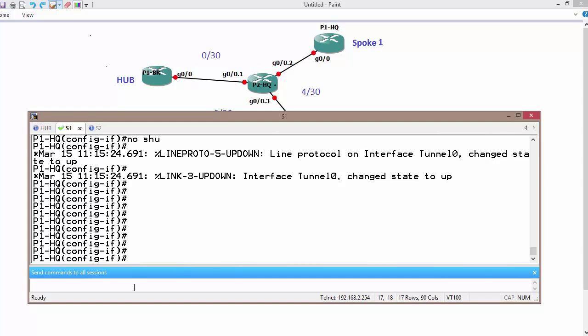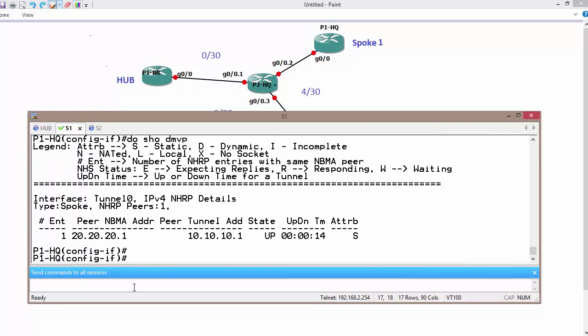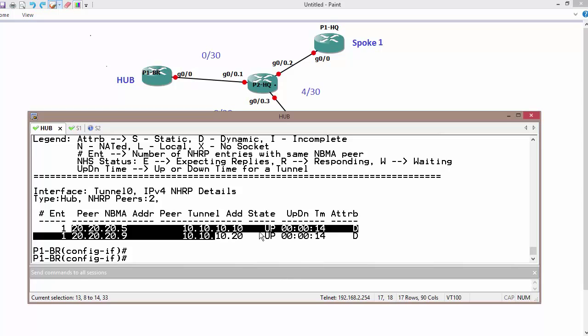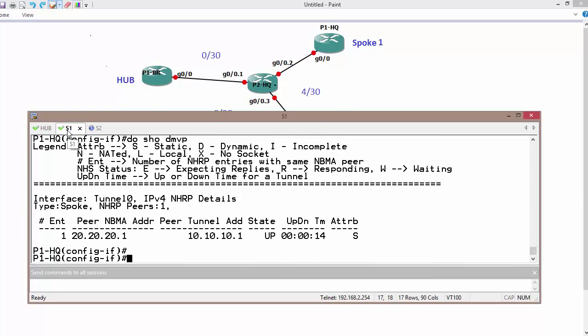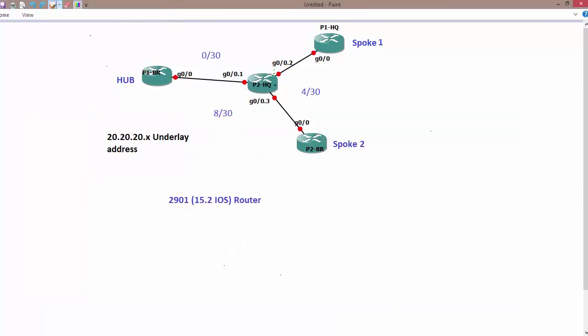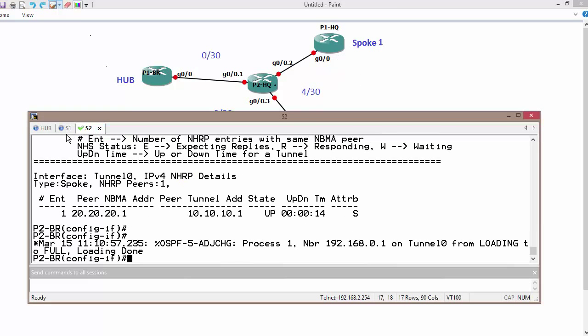So that is good. Let me verify, do show DMVPN. Both spokes are now registered with the hub. Likewise, the hub has the spokes' registration information. Now the next thing is we need to verify whether we have direct spoke to spoke communication allowed in phase 2. So let me show you.